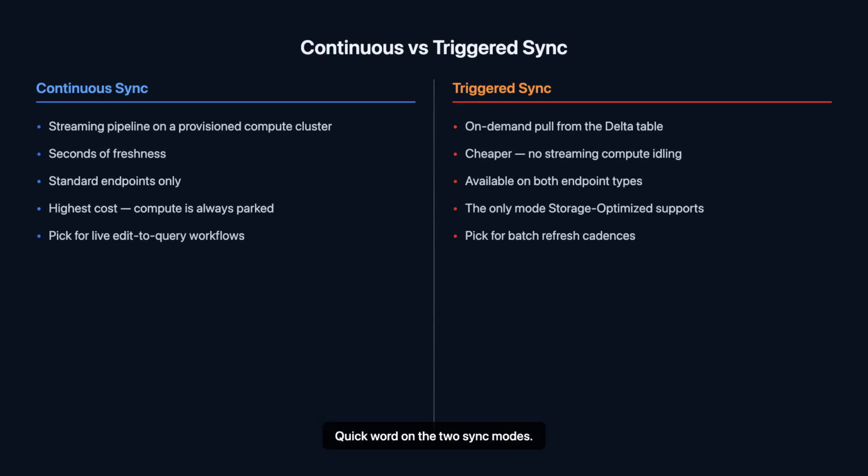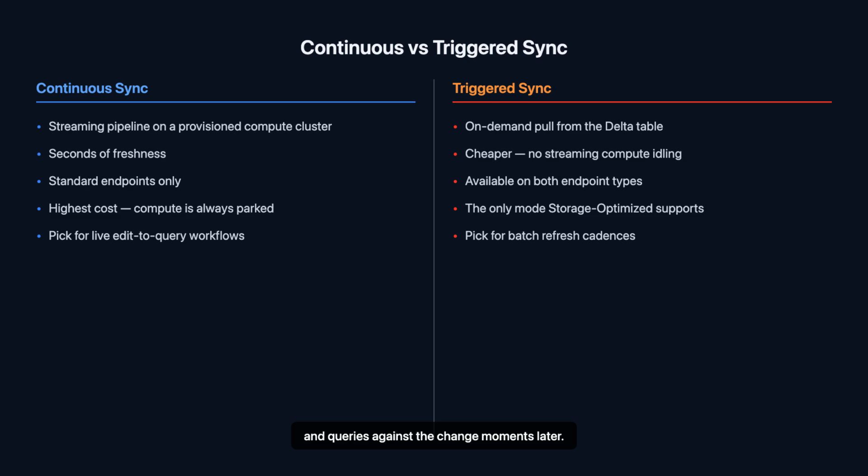Quick word on the 2 sync modes. Continuous sync runs a streaming pipeline on a provisioned compute cluster that's kept warm, giving you seconds of freshness. It's standard endpoints only. It's the highest cost option because the compute is always parked, and you pick it for workflows where someone edits a document and queries against the change moments later.